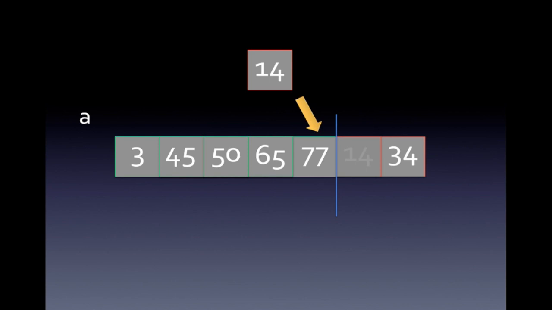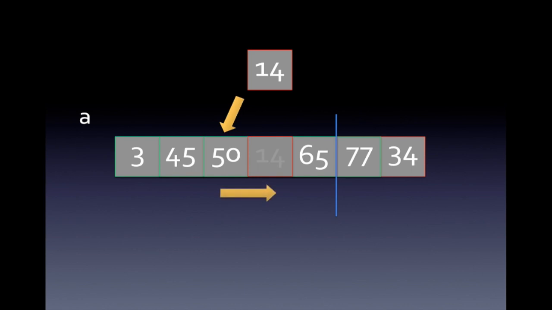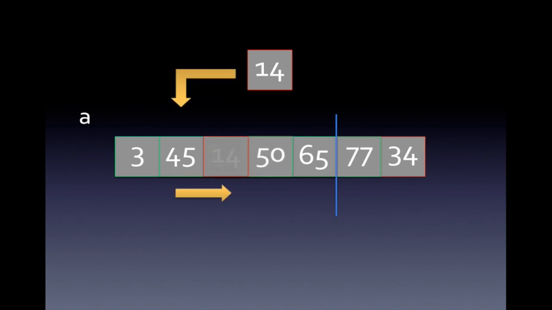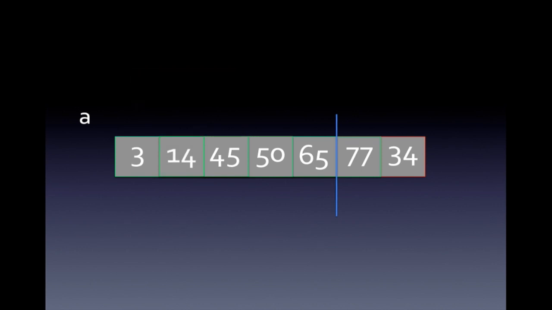14 is less than 77, so 77 is moved one space to the right. And 14 is less than 65, so 65 will move one space to the right. 14 is less than 50, so 50 will move one space to the right. 14 is also less than 45, so 45 will move one space to the right. However, 14 is greater than 3, therefore 14 is inserted between 3 and 45.